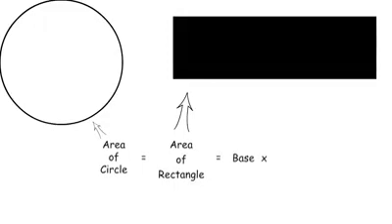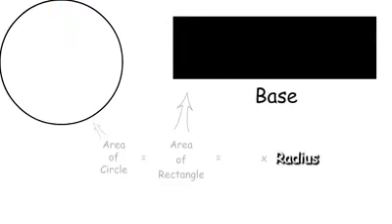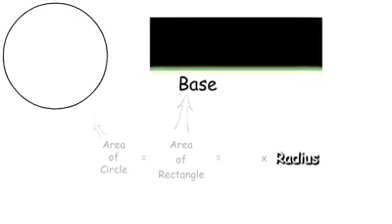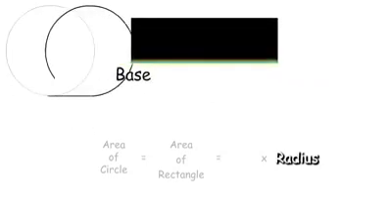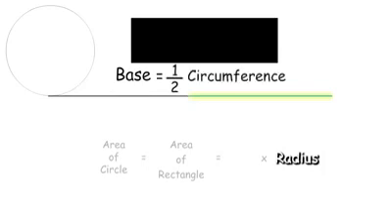So, the area of the circle is equal to the area of the rectangle, which is equal to base times height. The height of the rectangle, as you can see, is the same as the radius, so height is equal to radius. To find the base, we need to look at the circumference of the circle. And when we compare the base and the circumference, we can see that the base is equal to 1/2 the circumference.